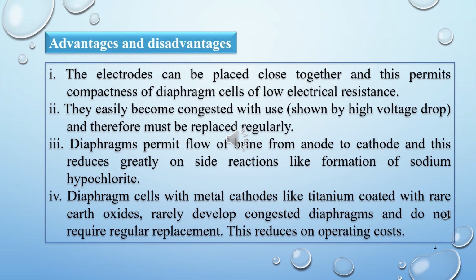And the purpose of that asbestos diaphragm is that it will permit the ions to pass through it, but it will not permit the products to pass through it. Now, we are going to discuss some advantages and disadvantages of diaphragm cell. And the first point is that the electrodes can be placed close together, and this permits compactness of diaphragm cell of low electrical resistance. They easily become congested with use and therefore must be replaced regularly.